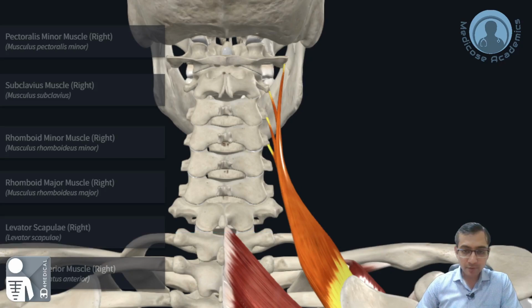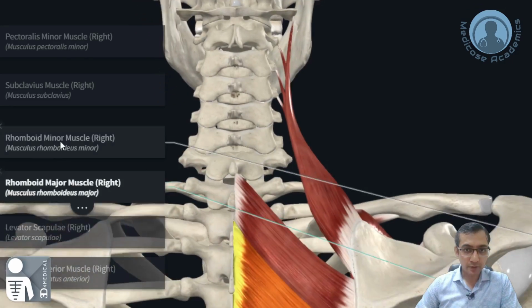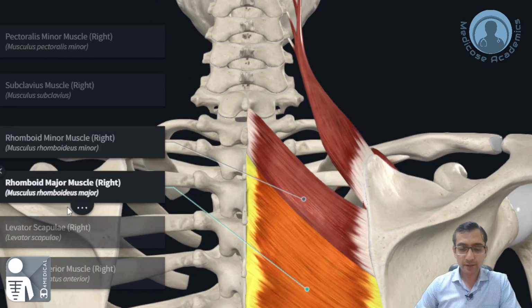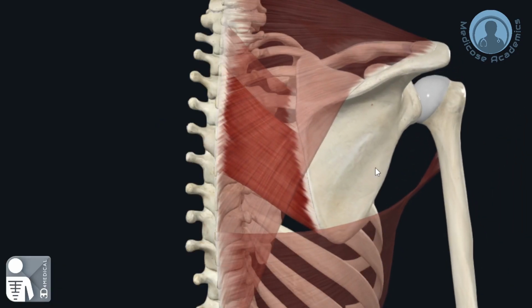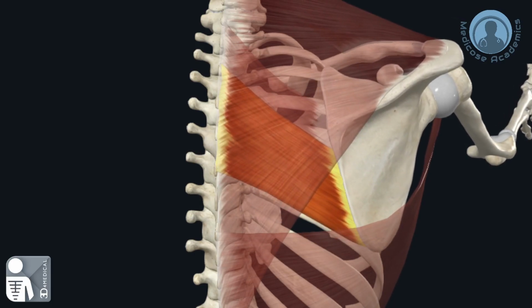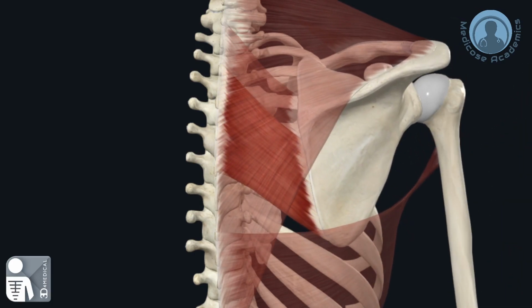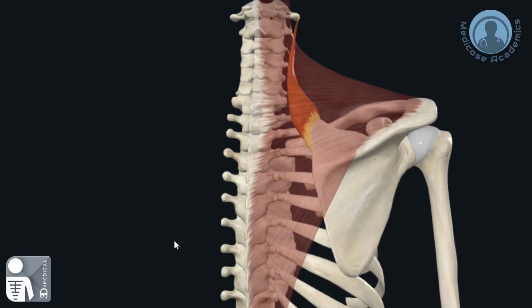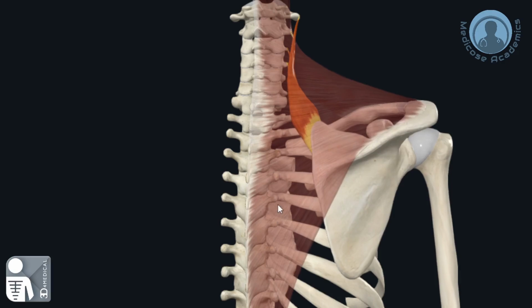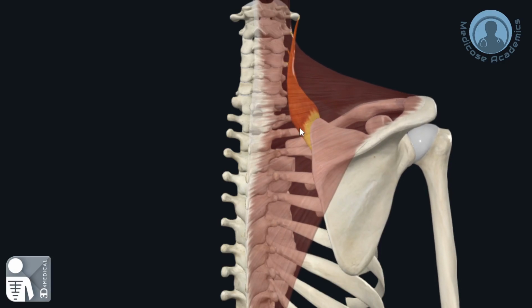So here is the levator scapulae muscle, followed by the rhomboid minor and the rhomboid major muscles. With rhomboid major and minor, they are responsible for the retraction of the scapula shown right now, and levator scapulae, along with the trapezius upper fibers, or descending fibers, helps elevate the shoulders right here.